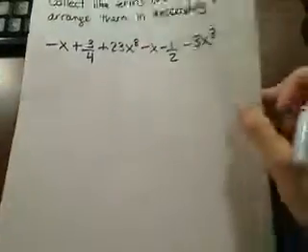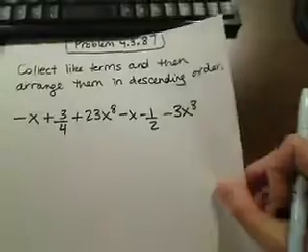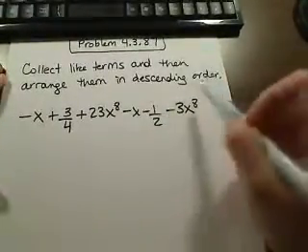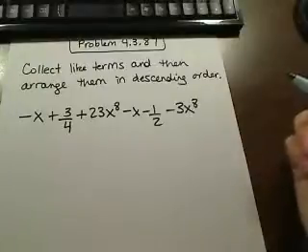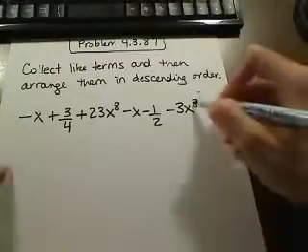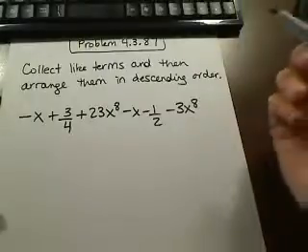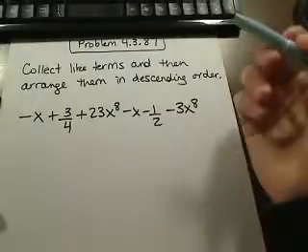There's a related problem that was also asked, and so we'll do this on the same video here. It asked to collect like terms and then arrange them in descending order. So we're doing the same thing we were doing in the last problem, except in this problem we are specifically going to write them in descending order when we're done. Okay.